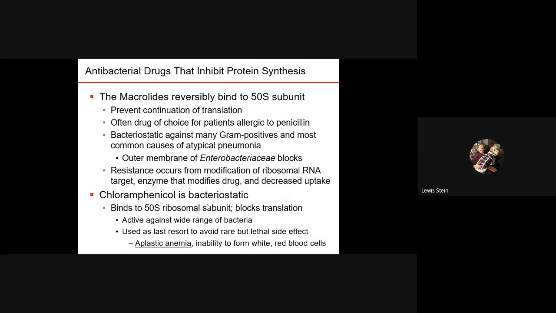A win-win, easy compliance, less side effects. That's a very famous one. That is a useful drug of choice, just like tetracycline for walking pneumonia. That is a useful drug of choice for people who are allergic to penicillin, for things that might require penicillin, even a staph or strep.